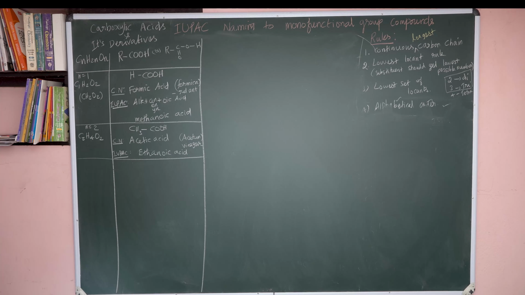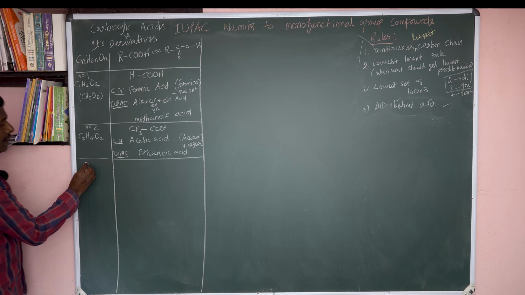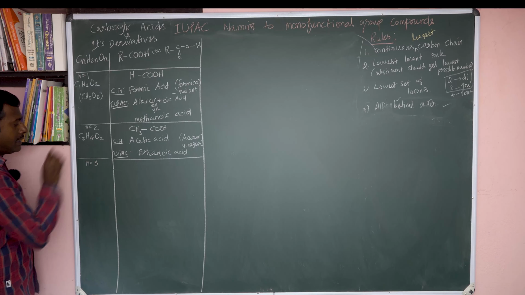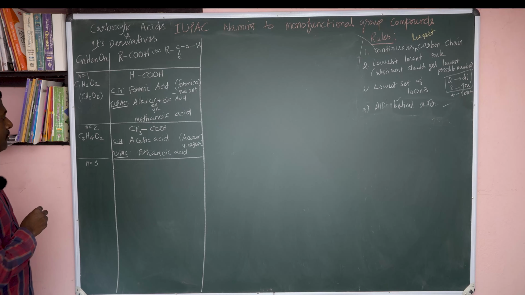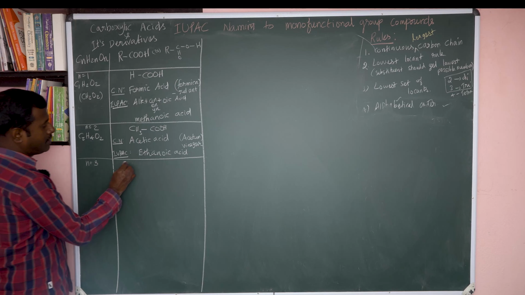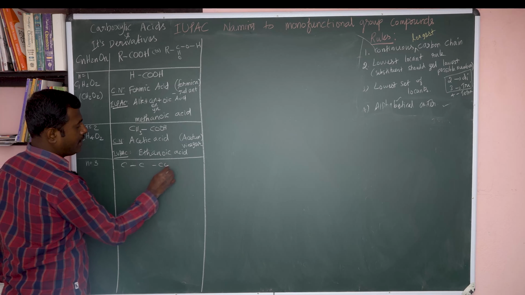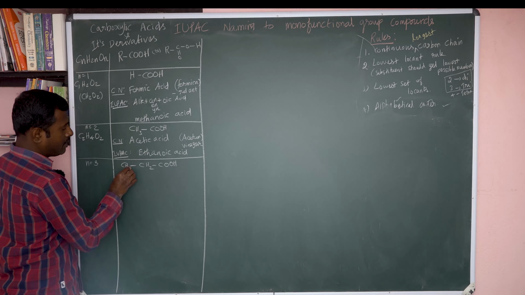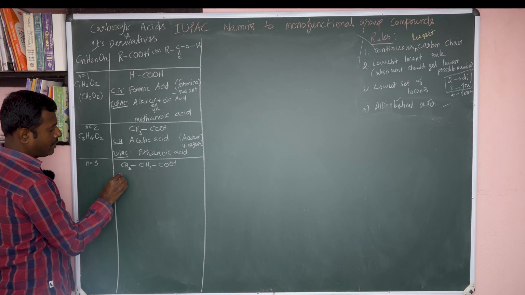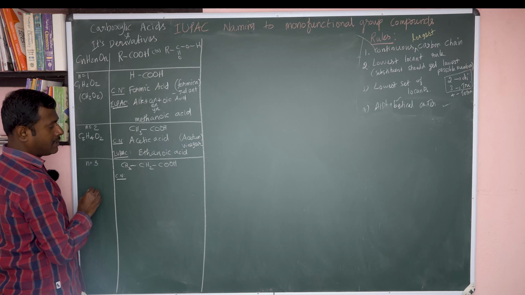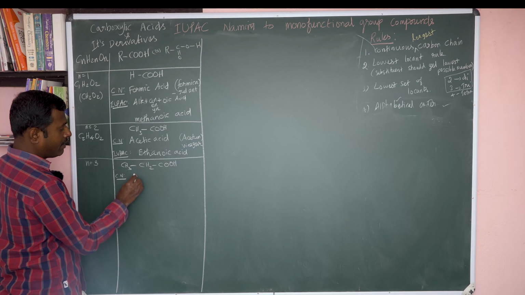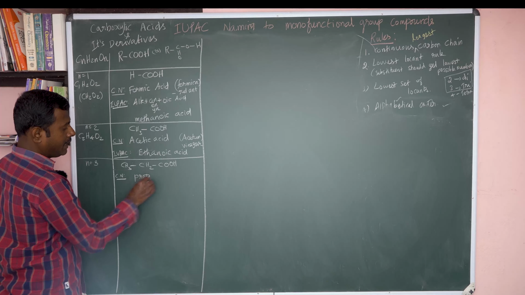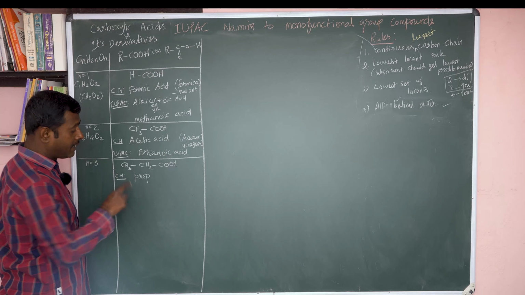And the acid with the 3 carbons: C bond to C bond to C, COOH. Here 2 bonds, so H2. Here only 1 bond, so H3. The common name for this acid is not from the source but based on the number of carbons. Since it contains 3 carbons, the common name itself contains prop.